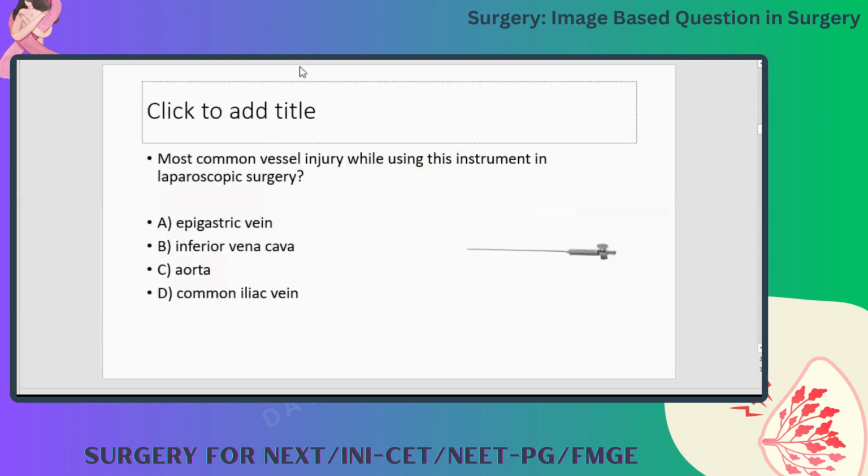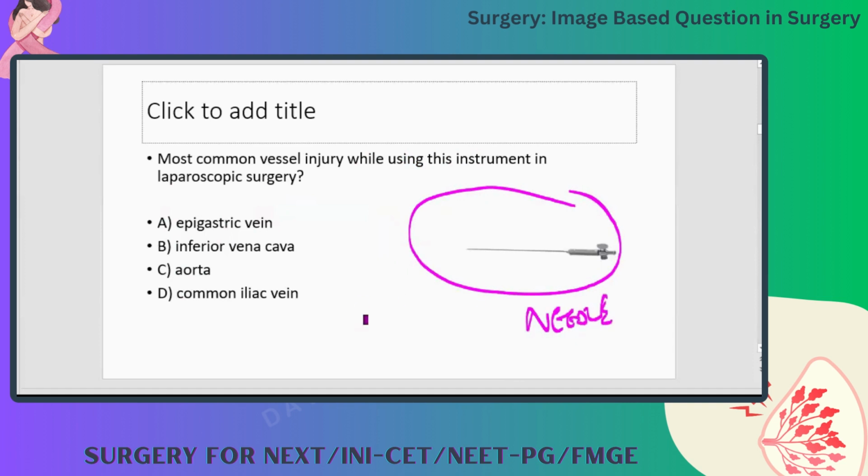No need to go about this, but what is this instrument? It is a Veress needle. Very good. Veress needle.